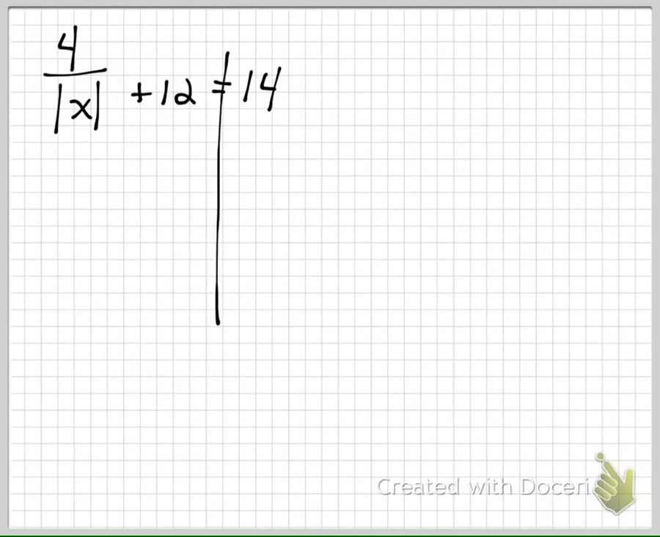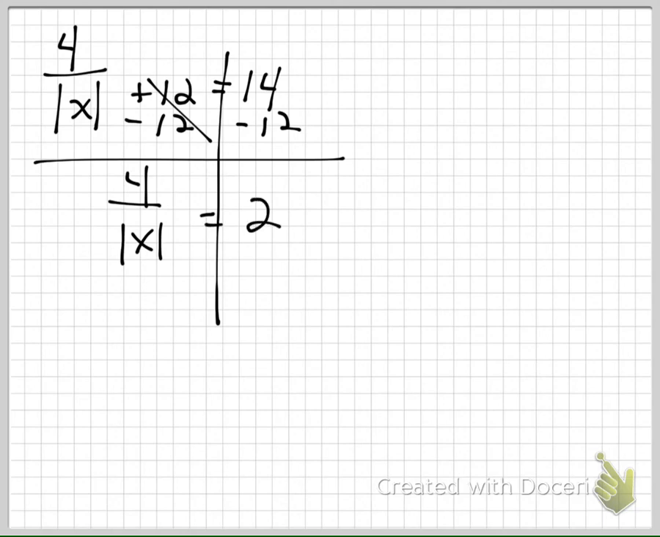Okay. Here's the problem now. Here's our question. Remember, just because it's ugly, the rules don't change. Here we go. Line down the equal sign. Is the variable happy? No, lots of things, right? One, he's not alone. Two, he's inside an absolute value symbol. And three, he's a stinking denominator. He hates that, right? So we're going to clear out the house right now. Minus 12, minus 12. Boom. 4 over the absolute value of x equals 2, right?